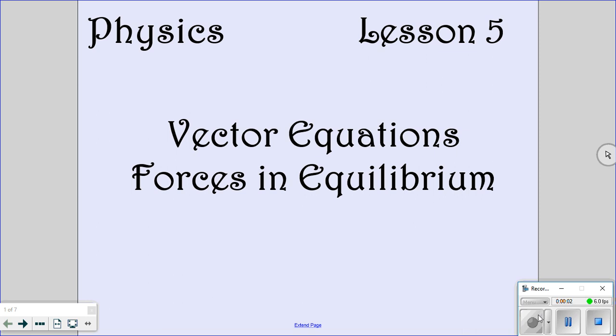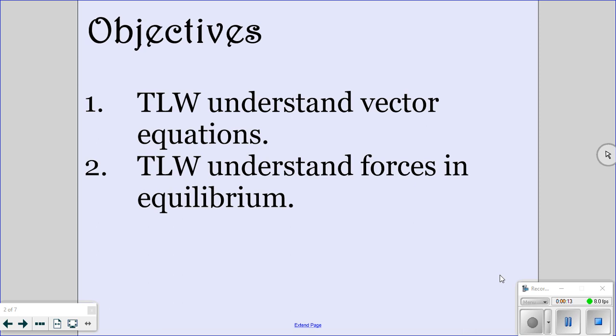All right, so we are looking at lesson 5 today. We're going to do vector equations and forces in equilibrium. So hopefully after this lesson, you'll understand how vector equations and forces in equilibrium work. I really like these.